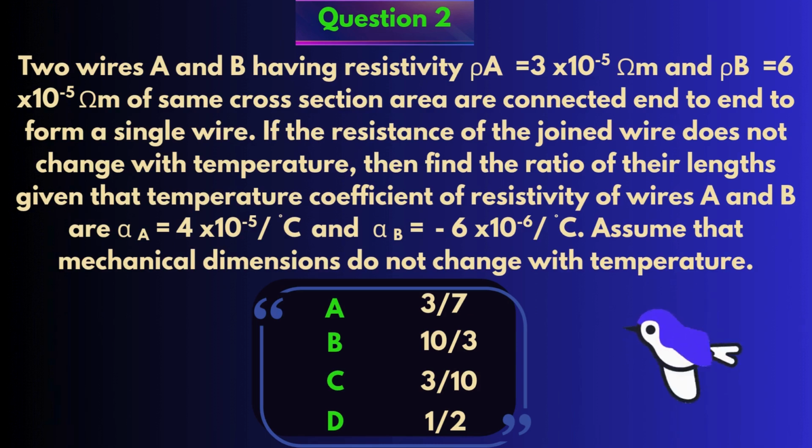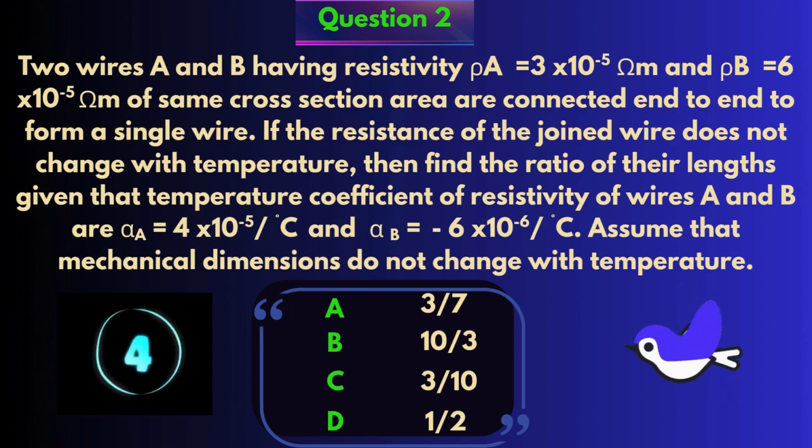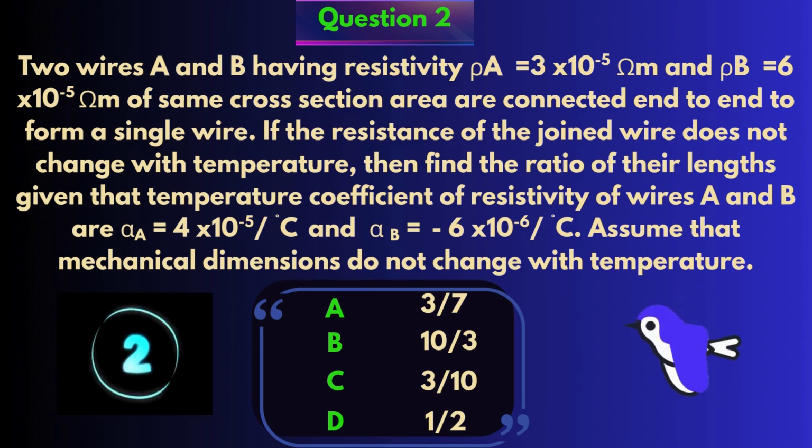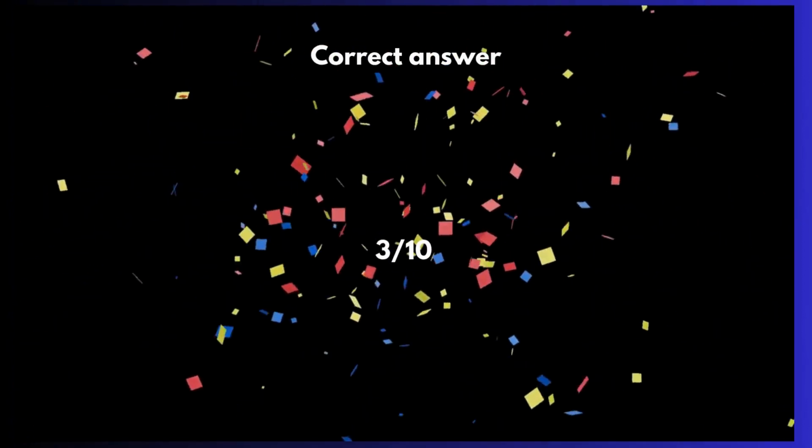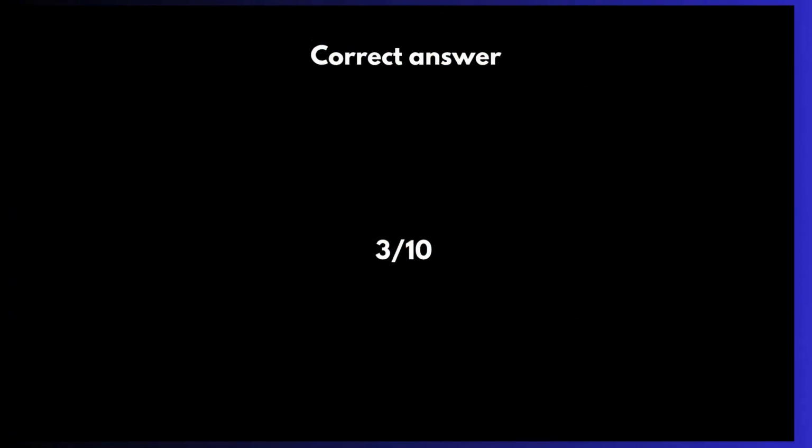Choice A, 3 by 7. Choice B, 10 by 3. Choice C, 3 by 10. Choice D, 1 by 2. Correct answer: 3 by 10.